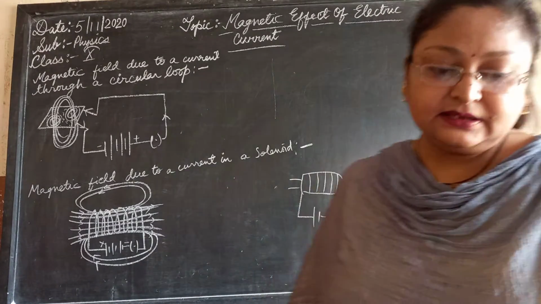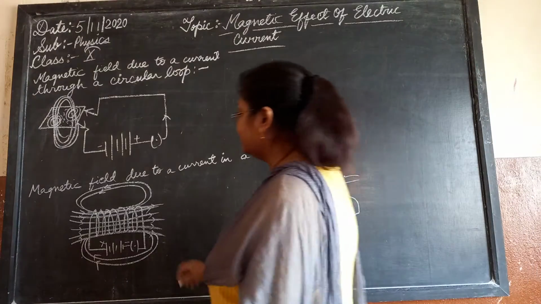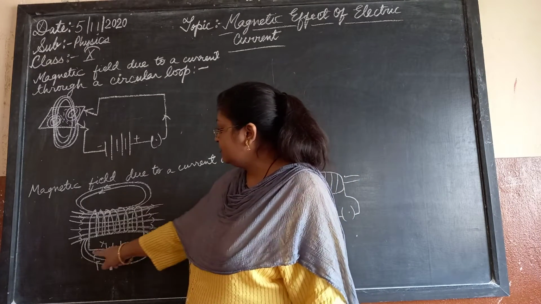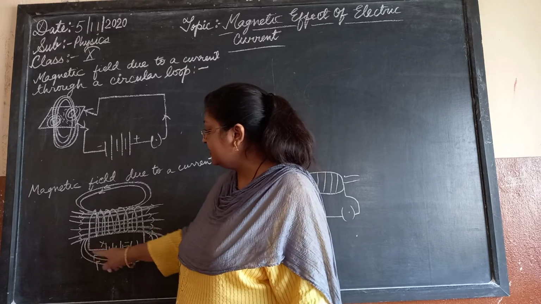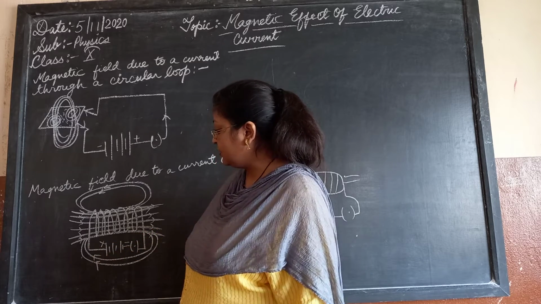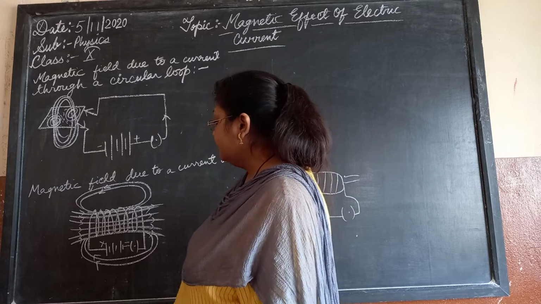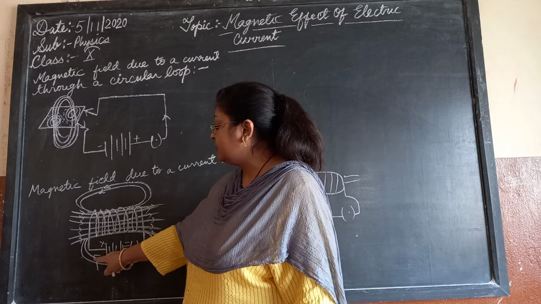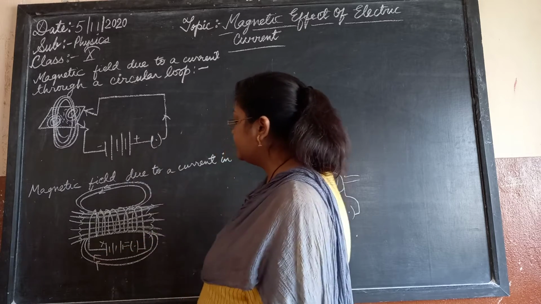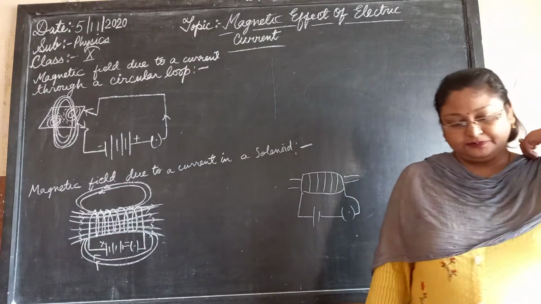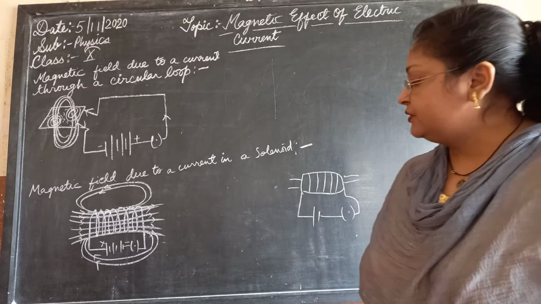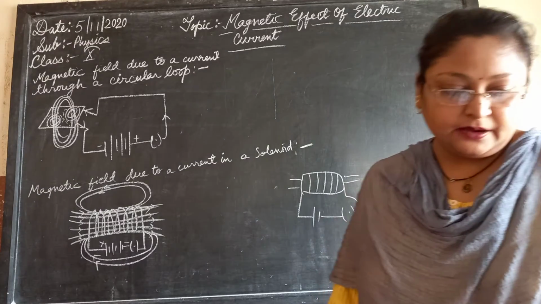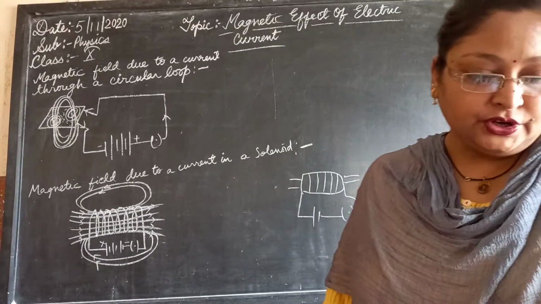So these are the field lines. This is the north side and this is the south side. If we put a magnetic needle like this, this will be the north side and this will be the south side. So this is how this particular experiment is being shown to you.